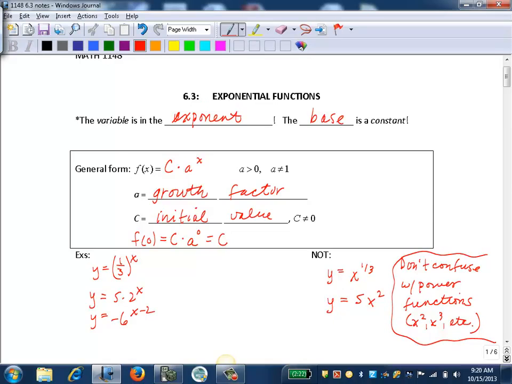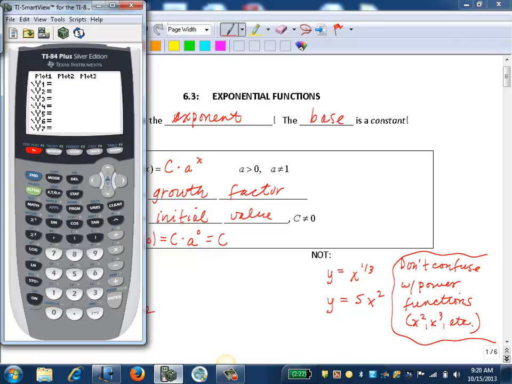Okay, so let's explore these exponential functions a little bit on the calculator. We're going to graph 2 to the x power, so I'll use the caret to raise to the x power, and then I'm going to graph 1/3 to the x power, and I want to enclose the base 1/3 in parentheses and raise it to the x power. Okay, so we're going to look at the table of these functions first.